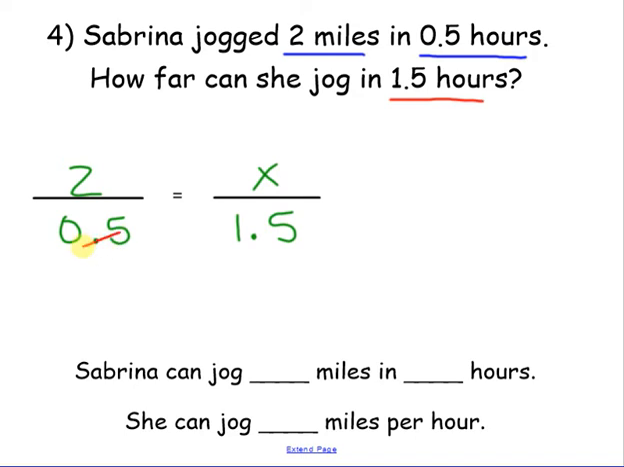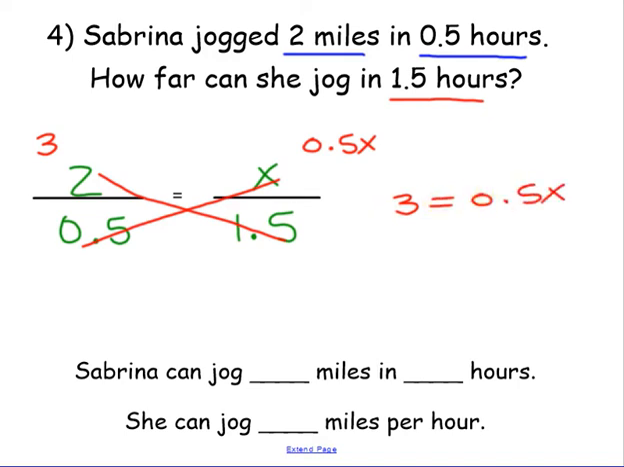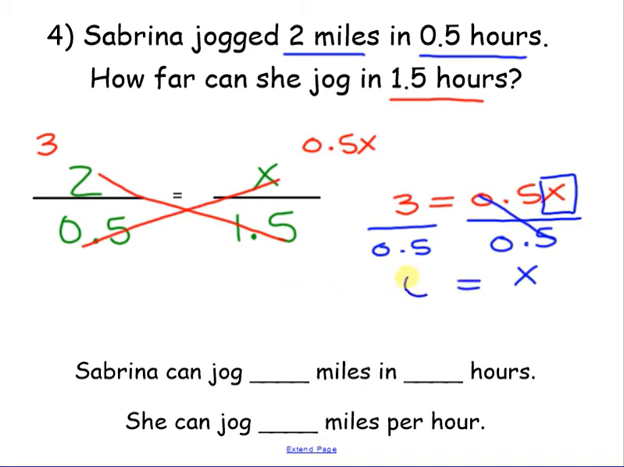I'm going to go ahead and cross multiply. 0.5 times x is 0.5x. 2 times 1.5 is going to be 3. And I'm going to come over here and set them equal to each other. 3 equals 0.5x. I know that the first thing I need to do is box my variable, divide by 0.5, divide by 0.5 on the other side. These guys cancel out, and I'm left with x equals 3 divided by 0.5 is going to be 6.